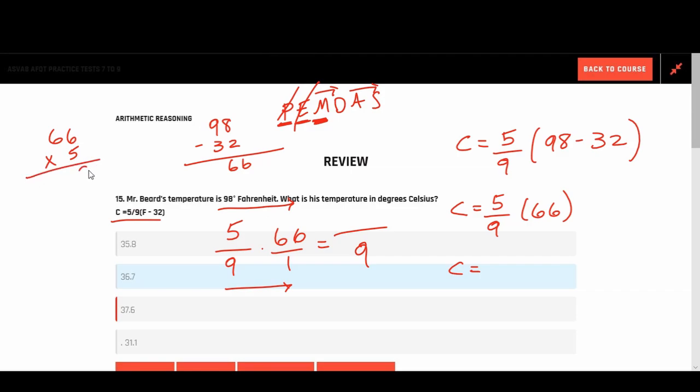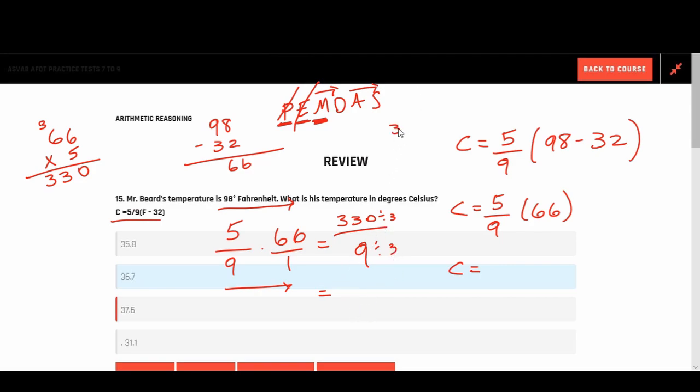6 times 5 is 30. Carry the 3. 6 times 5 is 30. Carry the 3. That's going to be 33. So this is 330 divided by 9. And again, I like reducing things before I do the long division. I know 330 and 9 are both divisible by 3. So I'm going to divide this by 3 and this by 3 before I proceed to the long division.